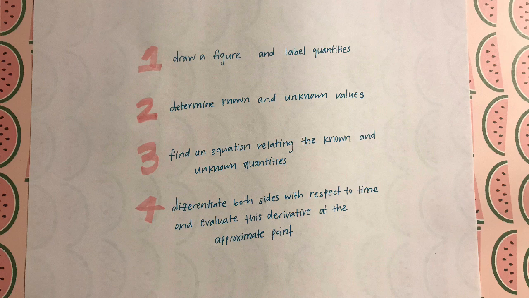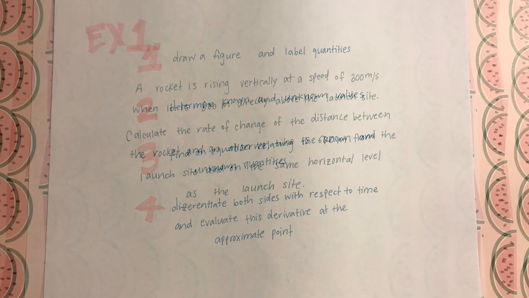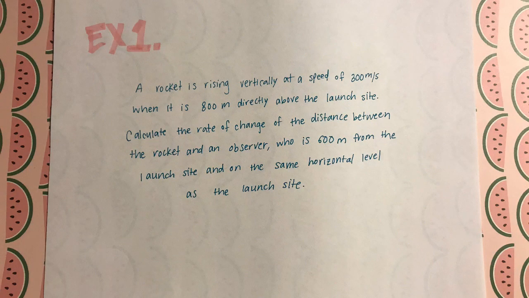First, draw a figure and label quantities. Second, determine known and unknown values. Third, find an equation relating the known and unknown quantities. Fourth, differentiate both sides with respect to time and evaluate this derivative at the appropriate point. Did you guys get that? Let's dive into an example problem.